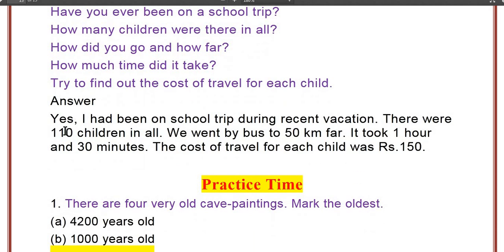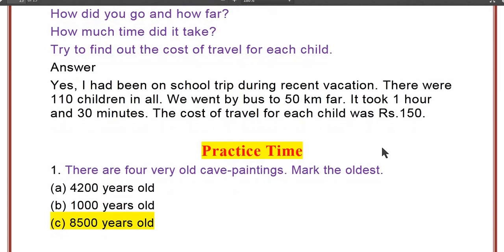Answer part. Yes, I had been on a school trip during the recent vacation. There were 110 children in all. We went by bus, 50 km far. It took 1 hour and 30 minutes. The cost of travel for each child was rupees 150.